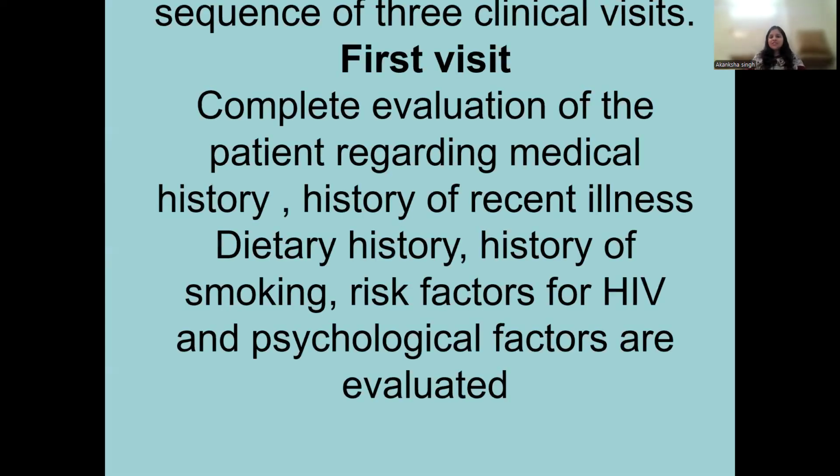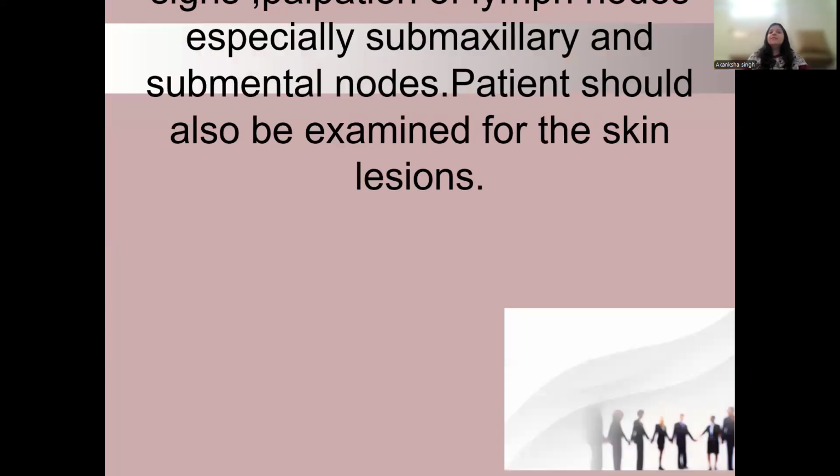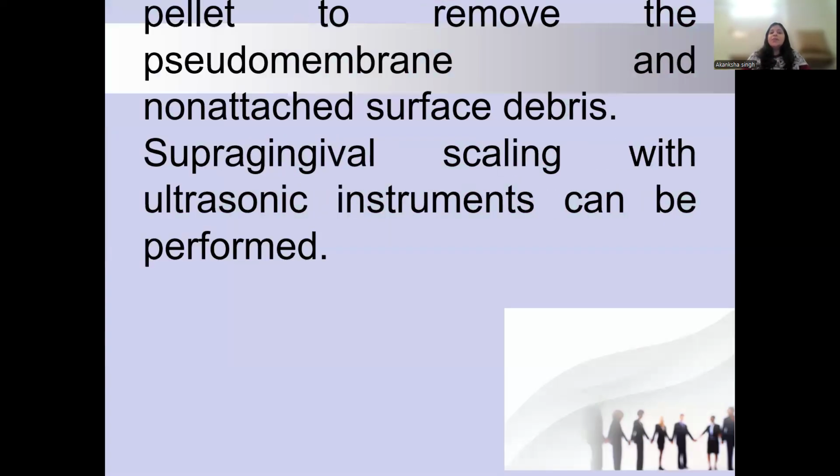Then there is a sequence. When the patient comes on the first visit, a complete evaluation is done. Medical history, illness, dietary habits, smoking, risk factors, HIV, psychological factors, everything should be evaluated. Then involvement of lymph nodes, especially submaxillary and submental. The patient should also be examined for skin lesions. Then the next step is to remove the pseudomembrane and the non-attached surface debris.